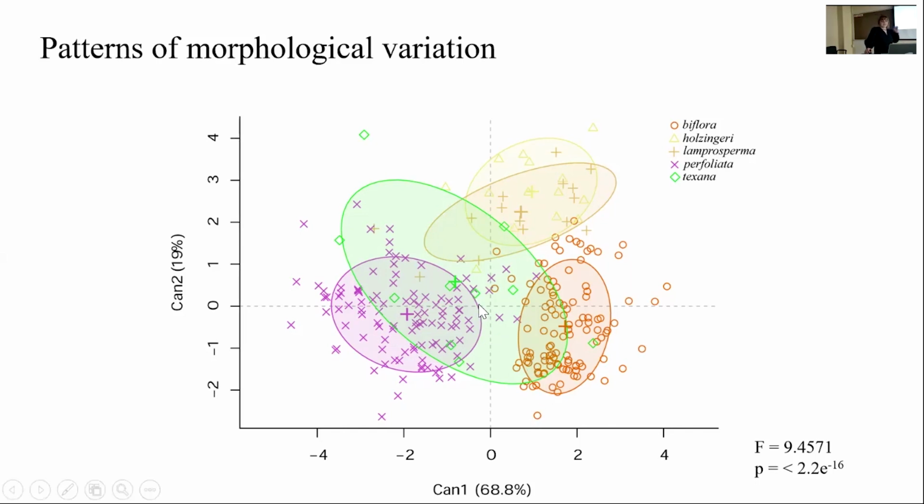And also, I think it's important to note that this green represents Texana, but as we saw based off the tree, I find it hard to confidently say that all of these individuals are Texana. So if we think of them as Perfoliata for a second, it almost makes more sense because it would encapsulate all these purple X's you see and still be fairly distinct from Biflora.